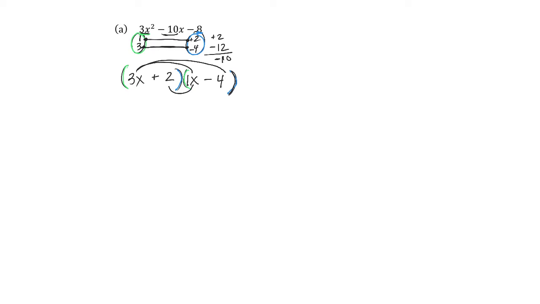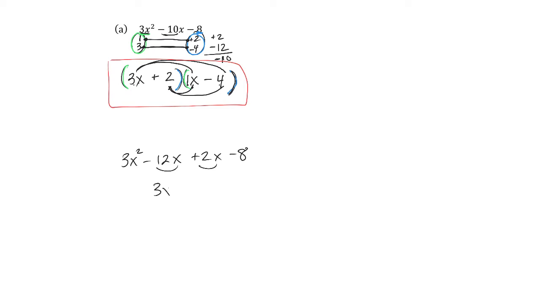This is like a 1x in the front here, that 1, and so that needs to multiply times a positive 2. Okay, now when we check these, so this right here would be my answer, and then I can check it by distributing. So I can check by taking 3x times x, so that'd be 3x squared, and then 3x times negative 4 would be negative 12x. 2 times x would be a positive 2x, and 2 times negative 4 is negative 8. And notice that these middle terms add up to a negative 10x.